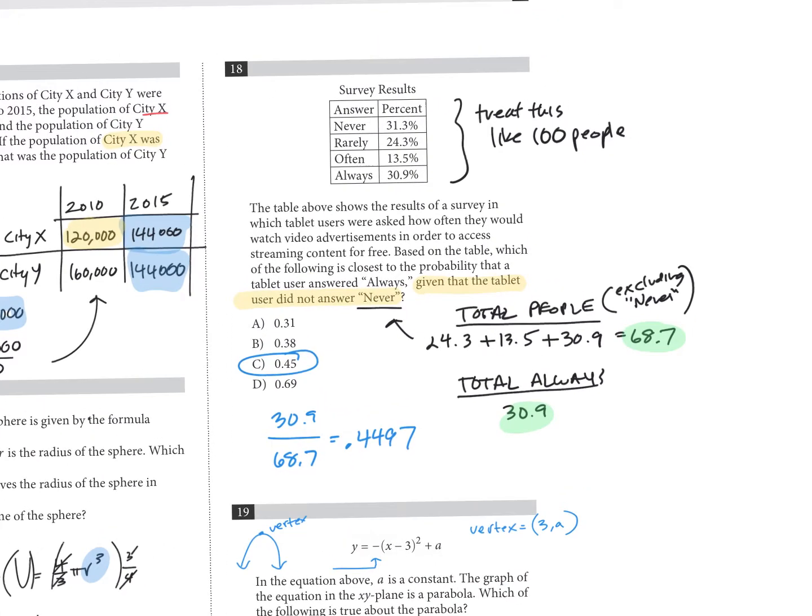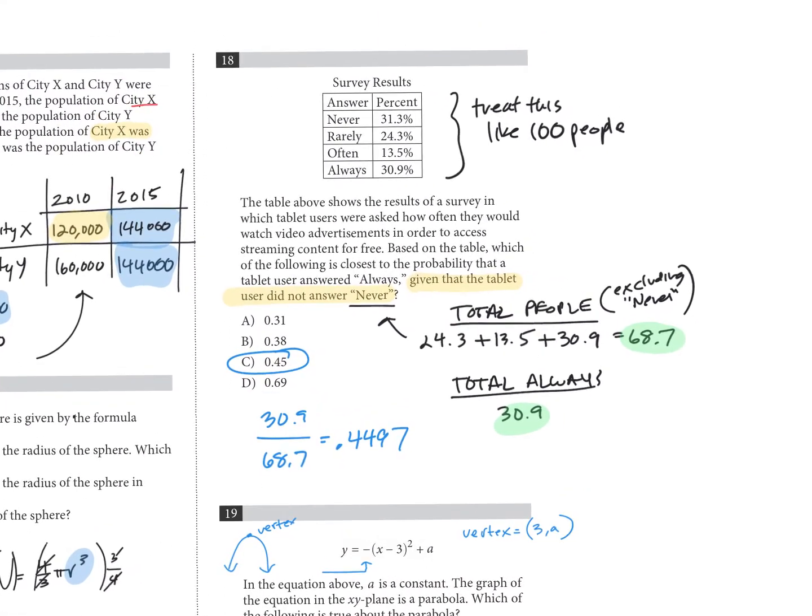Number 18 is a really tricky one, and you got to read it carefully. It says the table shows the results of a survey in which tablet users were asked how often they would watch video advertisements in order to access streaming content for free. Based on the table, which of the following is closest to the probability that a tablet user answered always, given that the tablet user did not answer never?